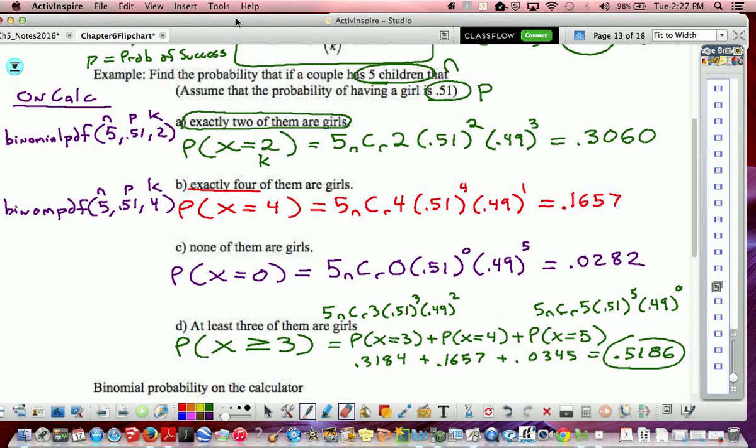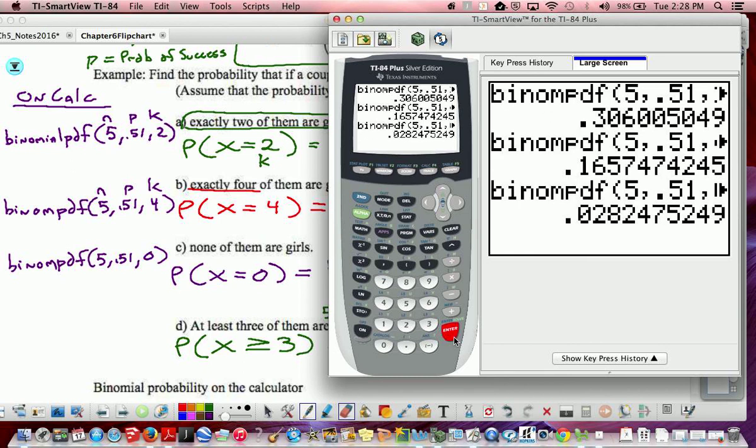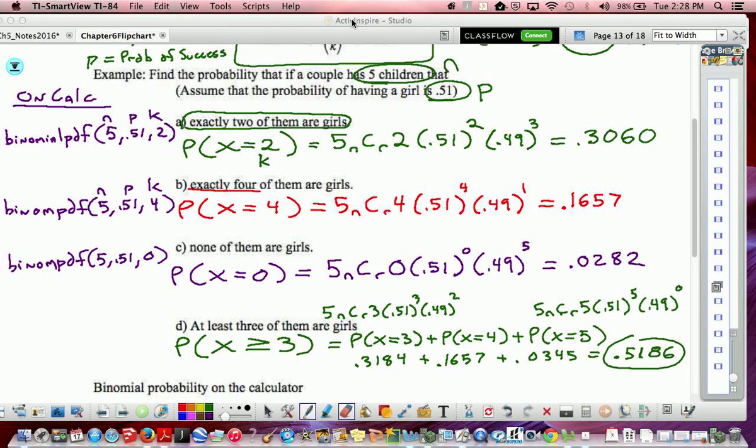Alright, let's look at C. Binomial PDF 5, comma, 0.51, comma, 0. So when I do this one, second enter, change that 4 to a 0. Correct. So we're good.